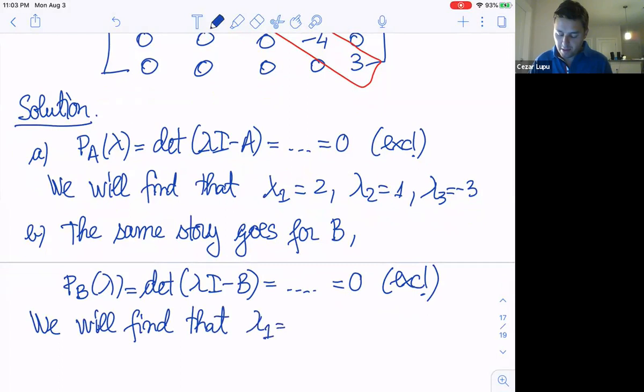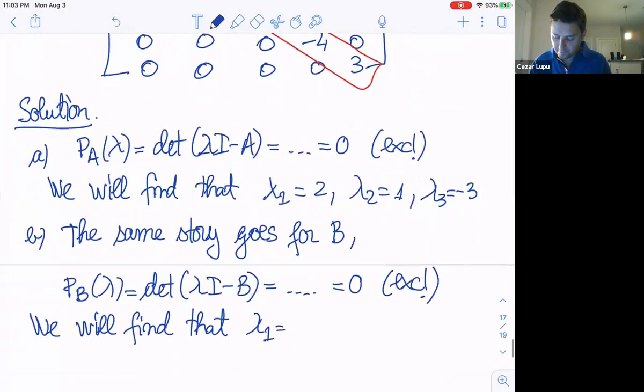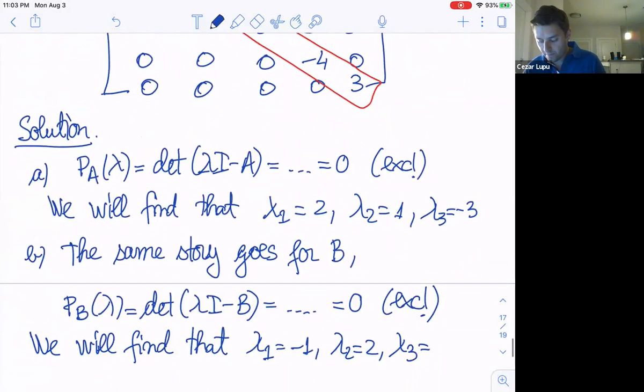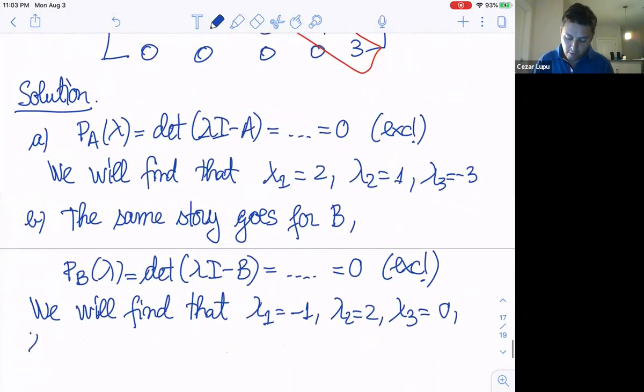lambda 1 will be -1. Lambda 2 will be 2. Lambda 3, so it's a 5 by 5, I'll have 5 of them. Lambda 3 will be 0. Lambda 4 will be -4. And lambda 5 will be, wait, no, I have -1 already. Yes, -1, 2, 0, -4, and 3.